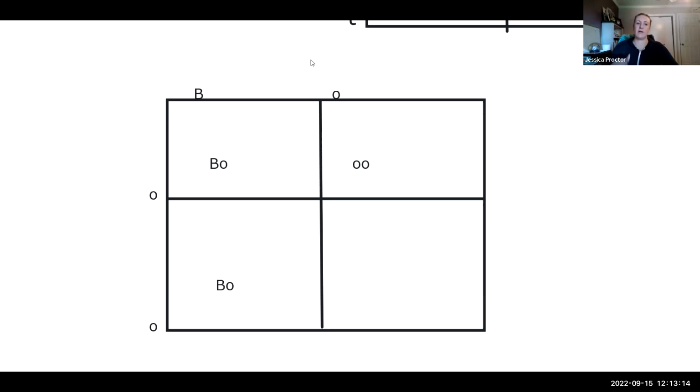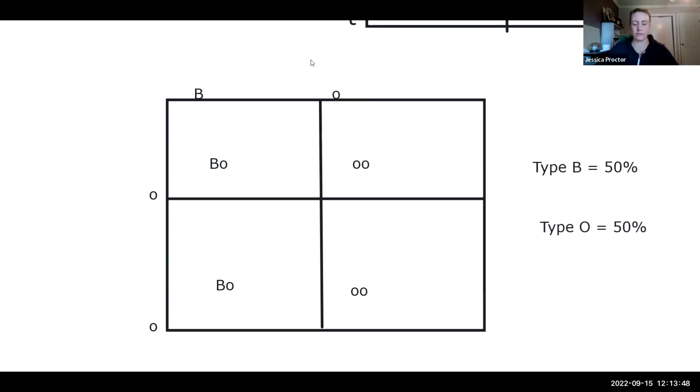So for this scenario, if one parent is BO and the other is OO, then we have an equal chance. Type B would be 50%, and we also have a 50% chance of having a child that's type O. So these two parents have an equal likelihood of having a child with blood type B versus a child with blood type O. Equal chance.